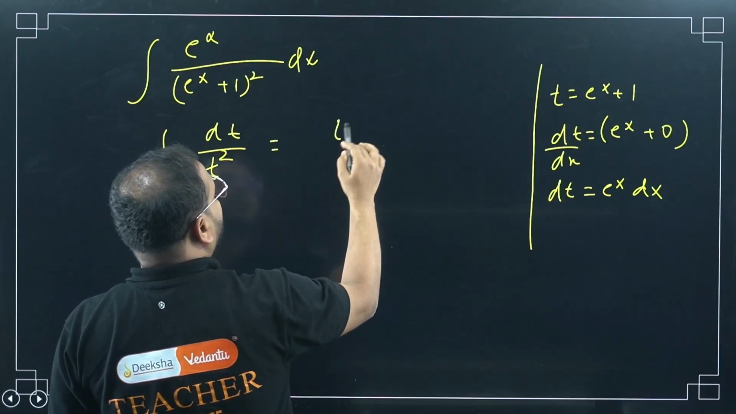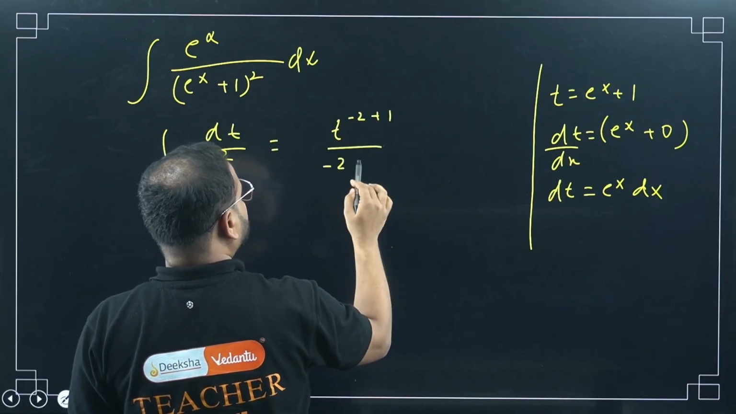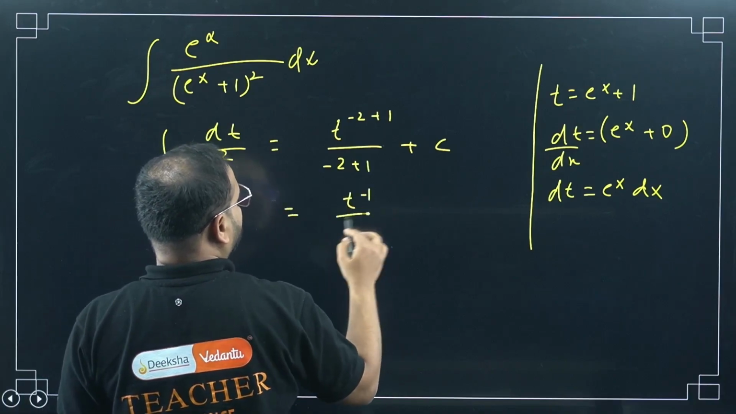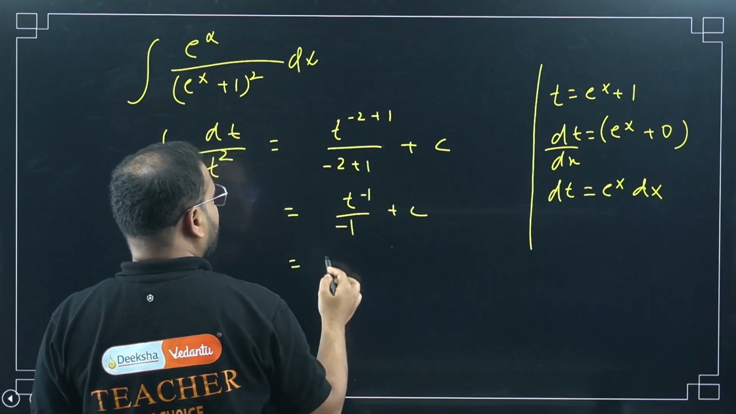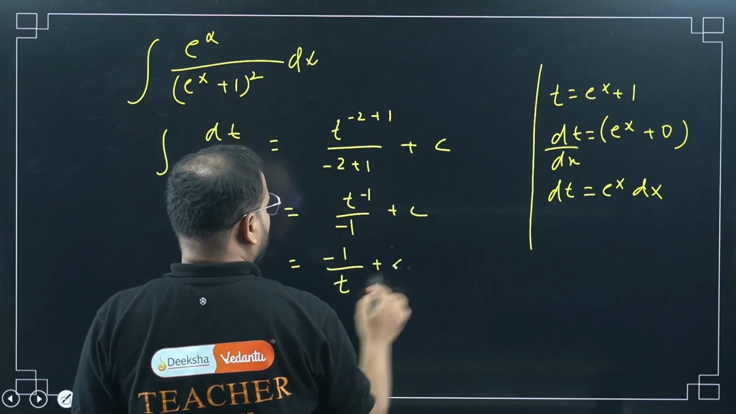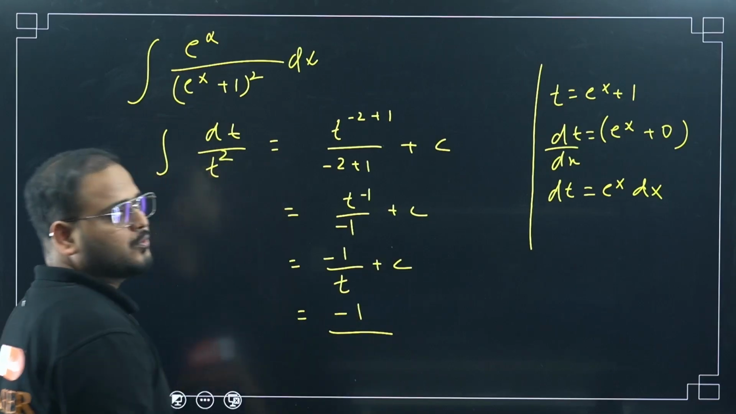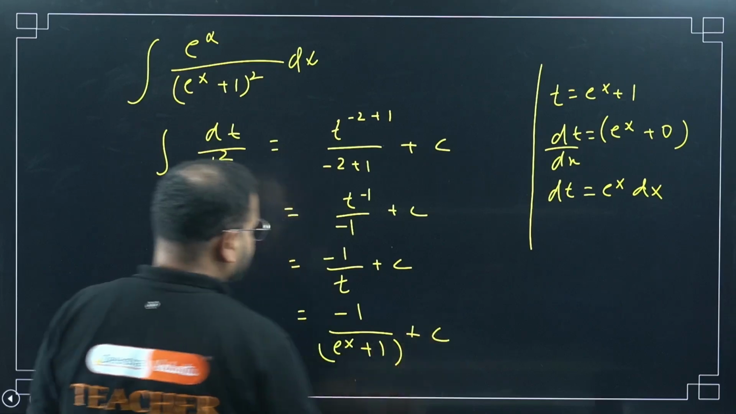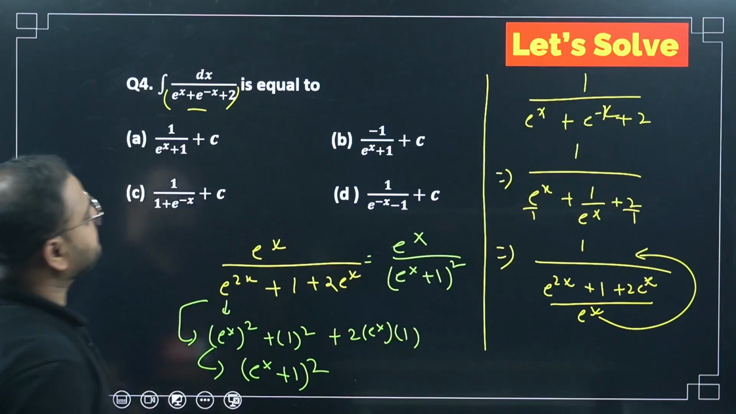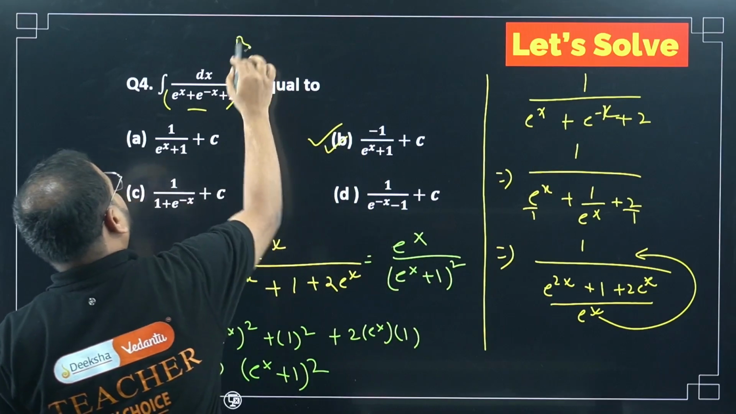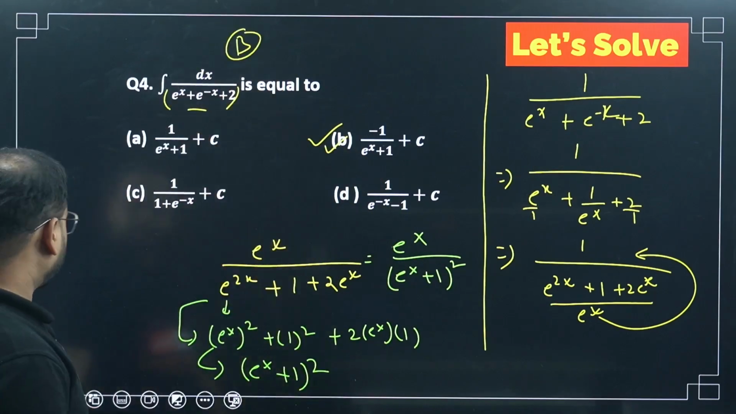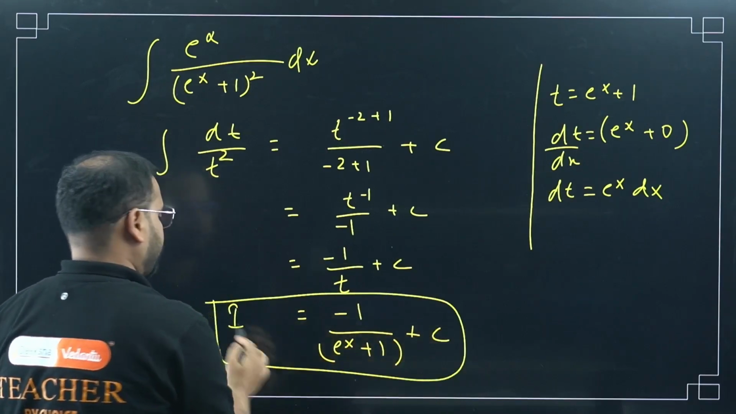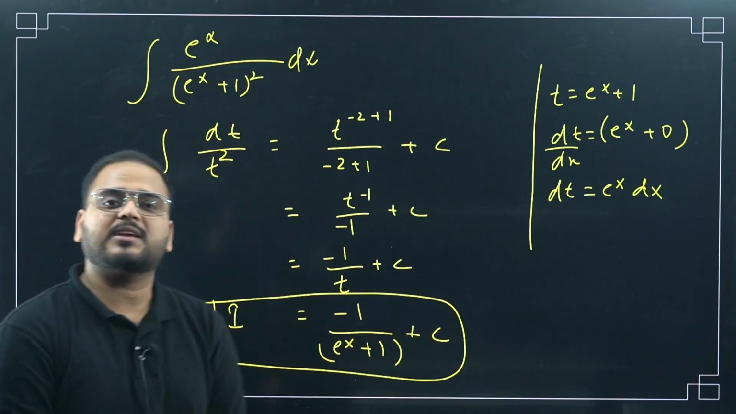What is this going to be? t to the power minus 2 plus 1 upon minus 2 plus 1, plus c. That is t to the power minus 1 upon minus 1 plus c. That is minus 1 upon t plus c. What is my t value? e power x plus 1, plus c. Any option like this, please check. Minus 1 upon e power x plus 1. Yes, this is my final integration. Final integration is minus 1 upon e power x plus 1, sir.